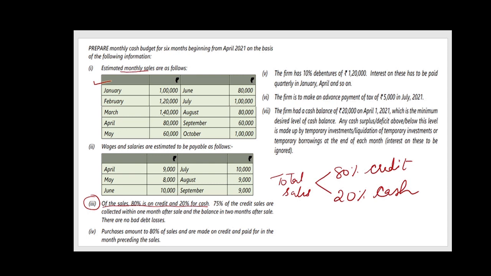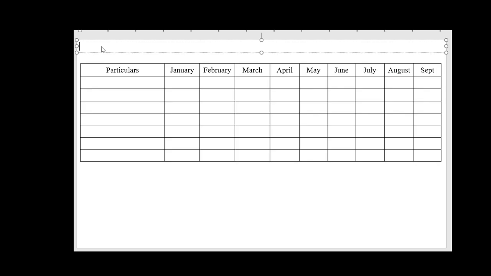Then they have told now this credit sales, you will get the money on a later date. Now, how is this money received on a later date? 75% of the credit sales are collected within 1 month after sale. So, out of this credit sales of 80%, 75% of the money you will receive after 1 month. And then the balance in 2 months. What is balance here? 25% of credit sales you will get after 2 months. So let us go ahead and figure out how much is credit sales and how much will be cash sales.